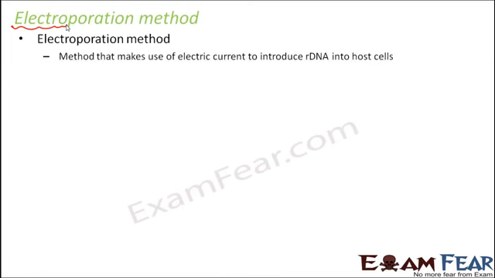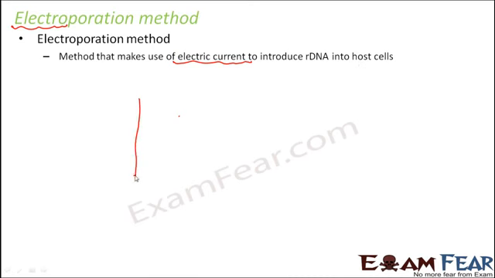The next process is the electroporation method. Now what is the electroporation method? Again, here you have the term electro, which means it makes use of electricity. So let us see what happens in the electroporation method. In this method, electric current is used to introduce recombinant DNA into host cells. Now this is going to be interesting. Let us see how electric current can be utilized to introduce DNA into the host cell.